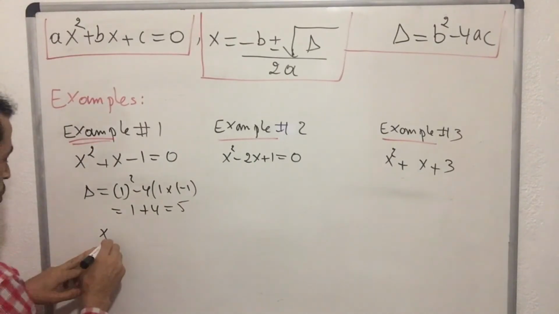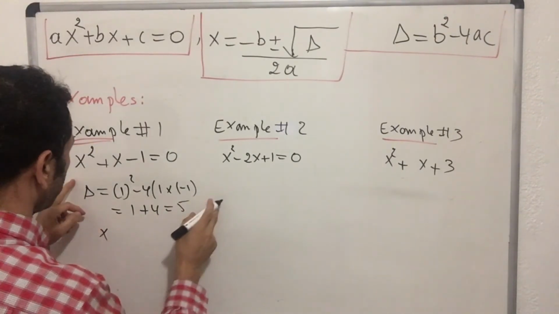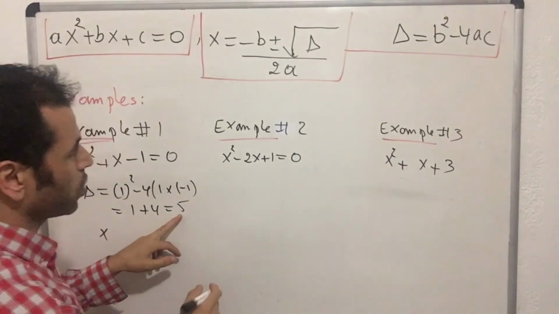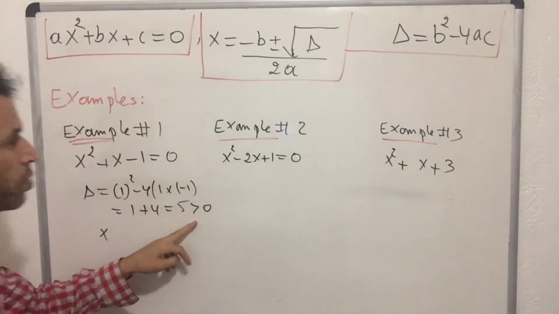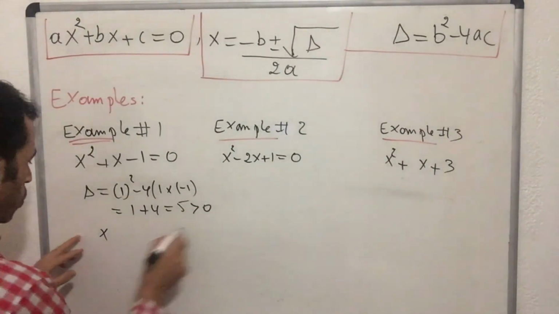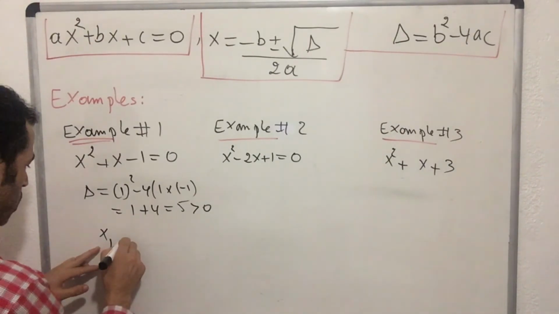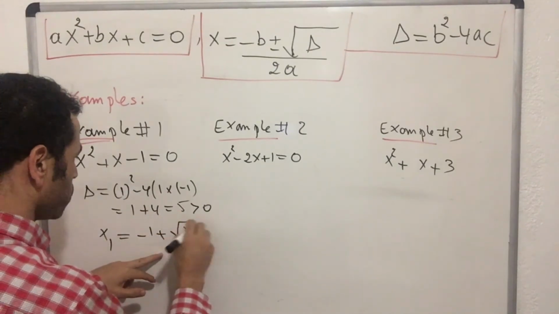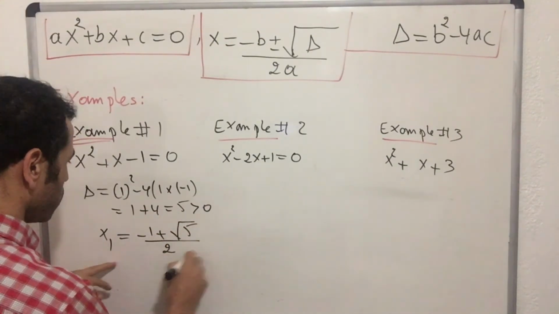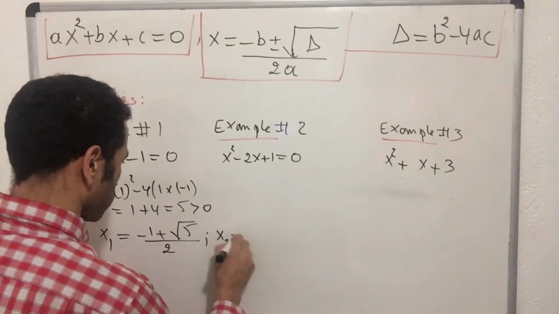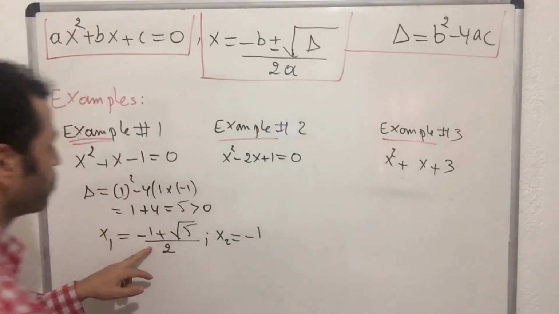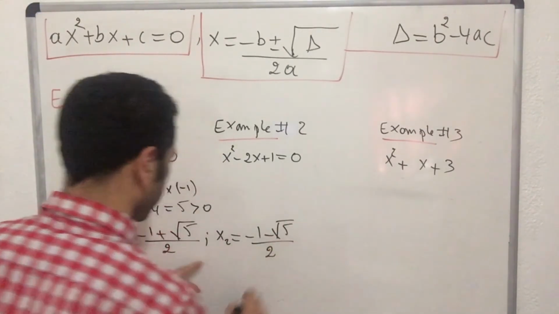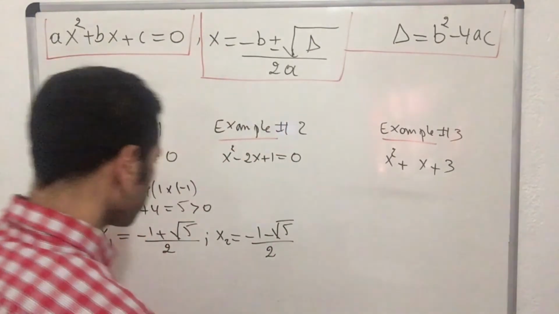Let's find the solutions. We have two solutions for this quadratic equation, because delta is superior than 0, as we mentioned before, okay? So x1 equals minus 1 plus the square root of delta, which is the square root of 5, over 2a, and then another solution x2 equals minus 1 minus the square root of 5 over 2a, okay, as we have here.